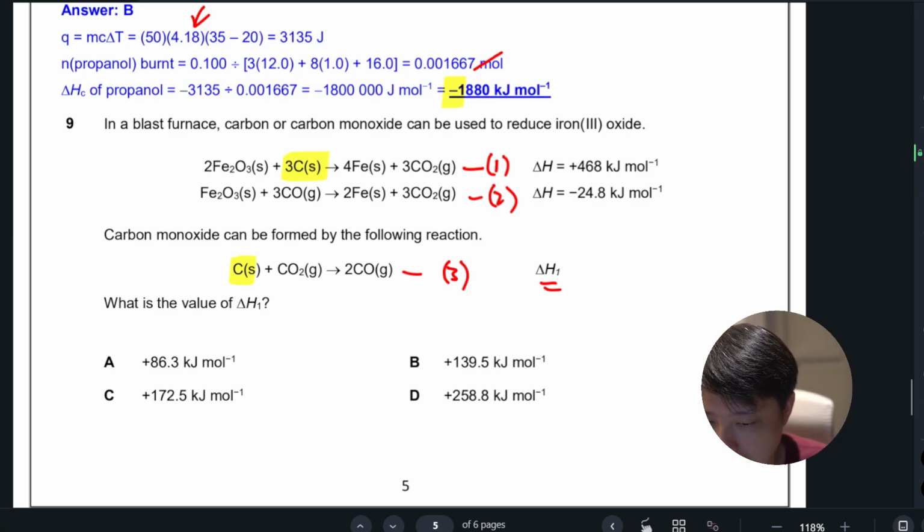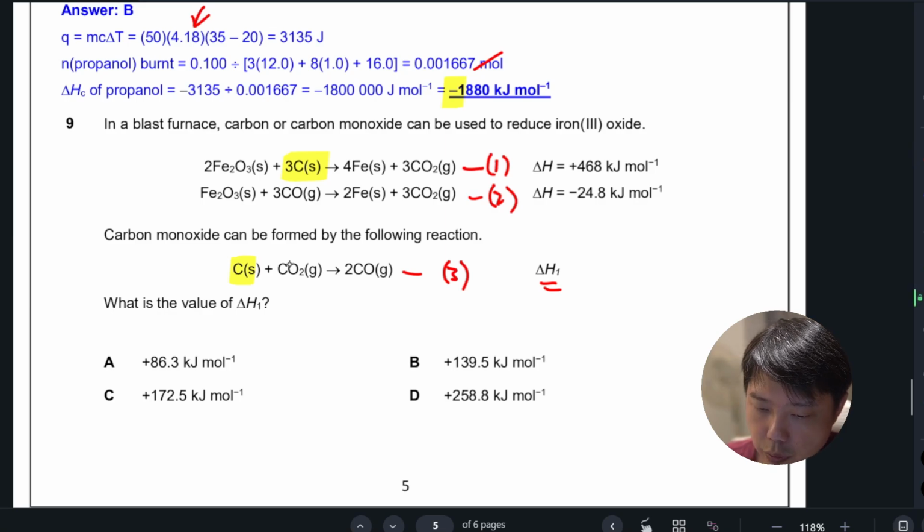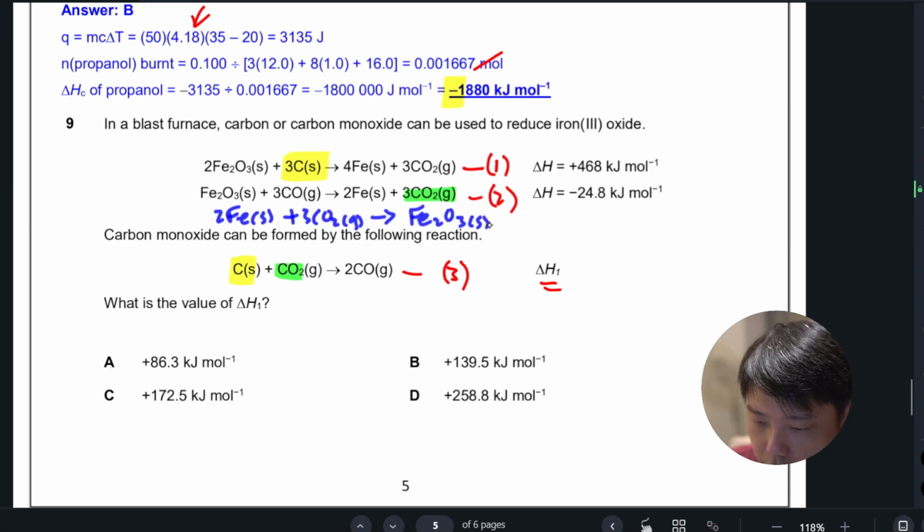Okay, so if you look at your carbon, it's already in equation 1, so it can stay as it is, right? And then equation 2, if you need the carbon dioxide, you need to flip equation 2. You cannot flip equation 1 because carbon solid is on the left side. So we're going to flip equation 2 so that we can get 2 iron solid plus 3 carbon dioxide, if you have iron 2O3 solid and 3O gas. We're just going to flip it and call it maybe 2A.